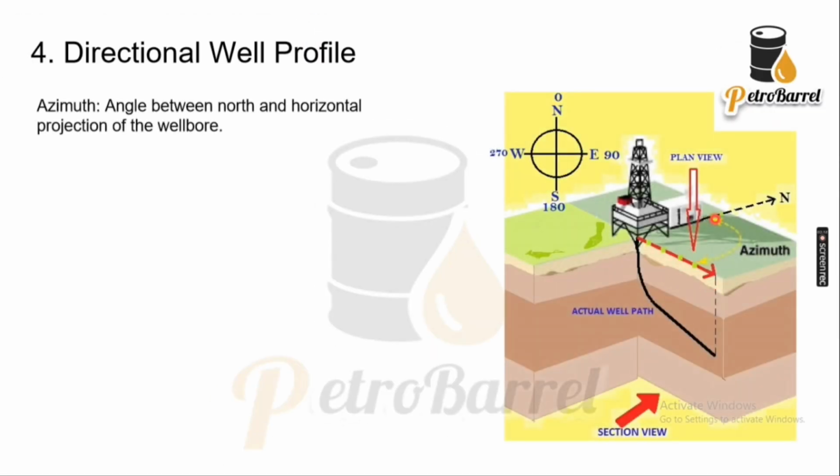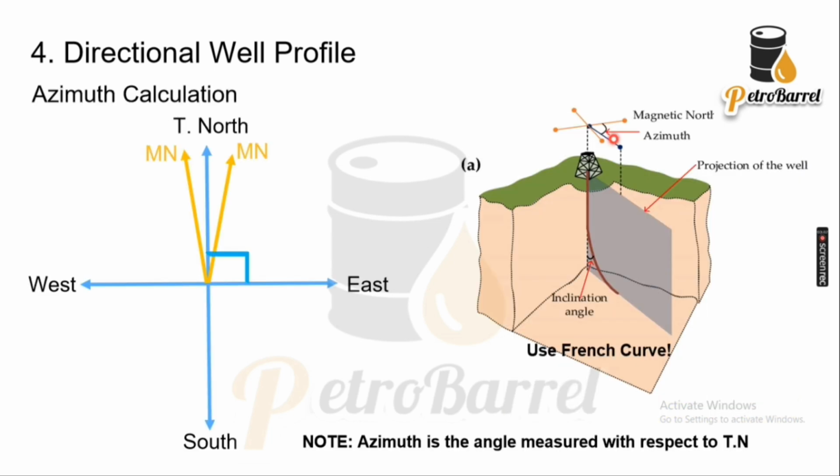Simply, azimuth angle is the angle between the north direction and the projection of the wellbore. As you see in an inclined well, the projection of that well path is a red ray. So the angle between the two rays, the north direction and that ray, is the azimuth angle. We should correct the value of the azimuth angle to get the true north, not the magnetic north.